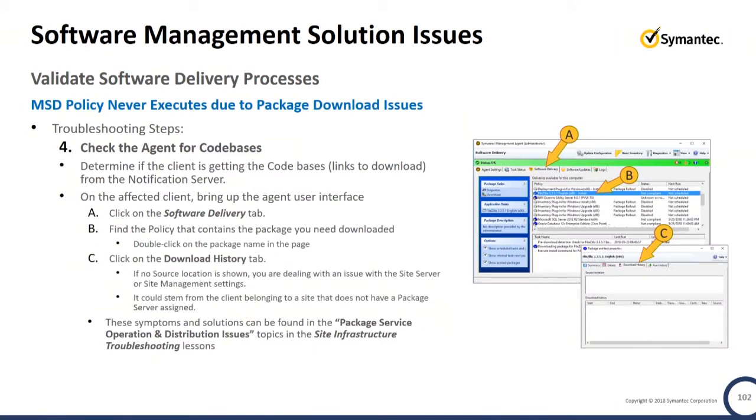Okay, check the agent code bases. So you've got the policy. Double click on the actual item inside the software delivery tab, and what you'll see is no code bases, right? Well, no code bases will tell you that it's not receiving that information to say where to download the packages from. Okay. All right, so if you do see blank code bases, this is where you go back and look at the package server troubleshooting, right?